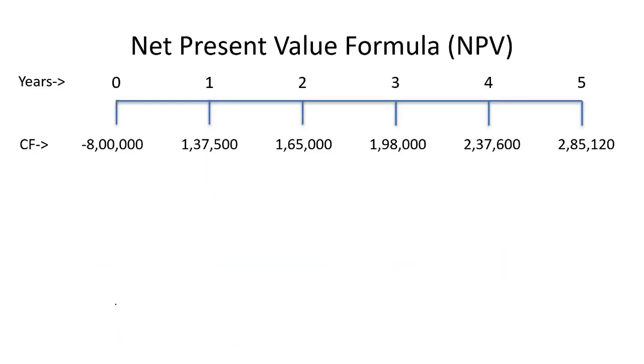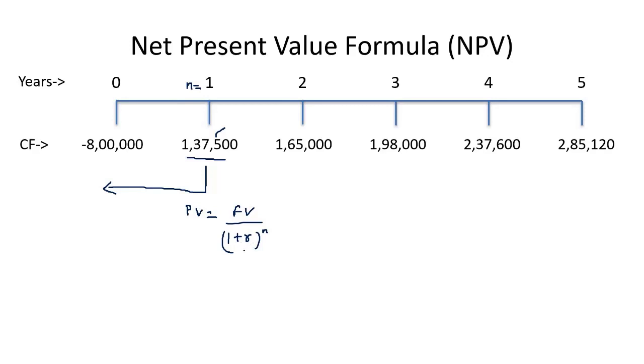In order to convert this value into today's time, how can you do that? So the present value formula, if you remember, was future value divided by 1 plus R raised to N. So this 137,500 is the future value which fits into this formula. 1 plus R raised to N. N is 1 here in this case.